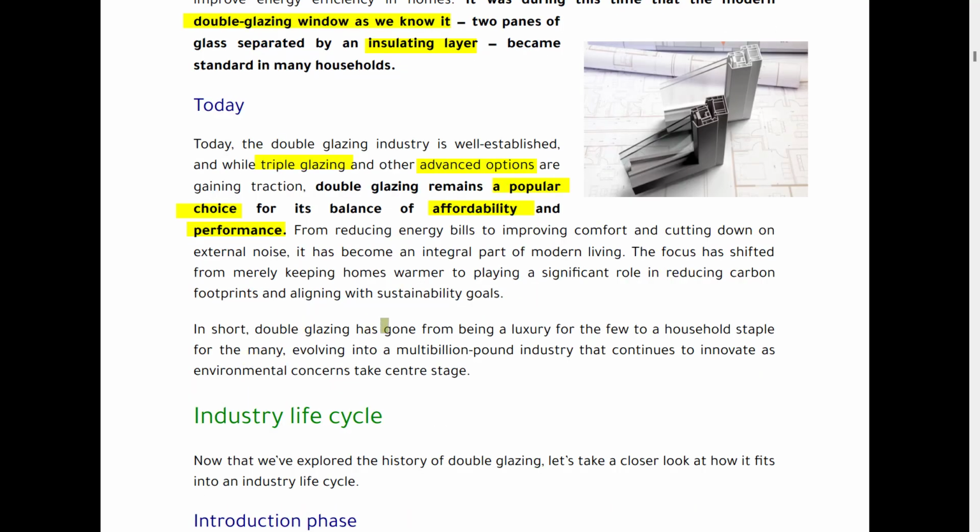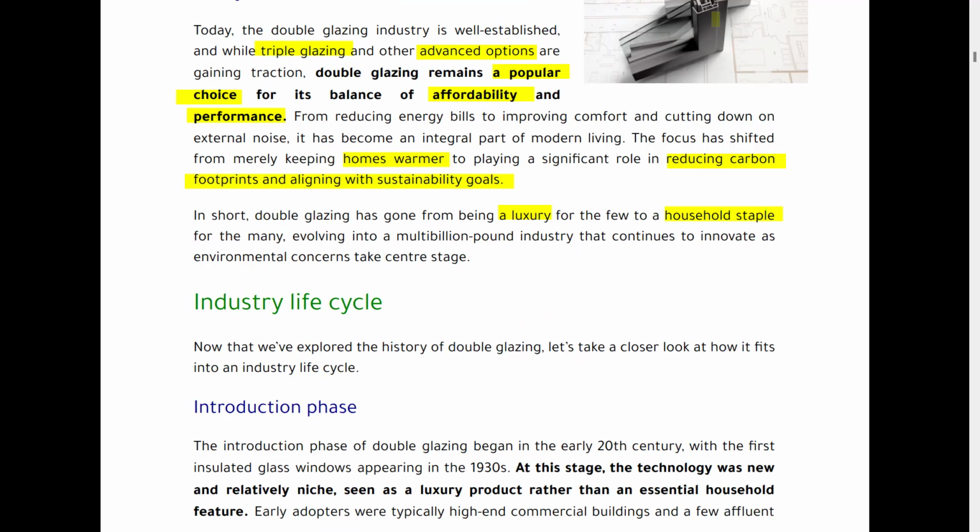While this was a feature that was initially a lot just about keeping houses warmer and reducing those energy bills, it has now become a really key player in reducing carbon footprints and aligning with sustainability goals, which has been adopted by many governments. So it's gone from being a luxury for the few to a household staple, and that trajectory is likely to continue.